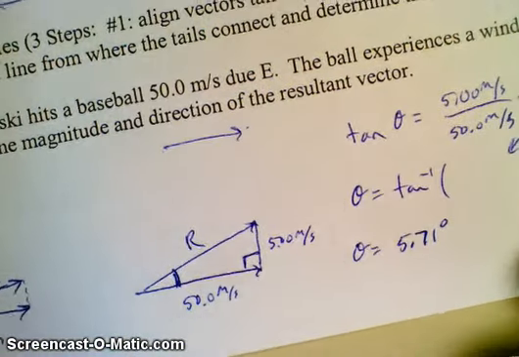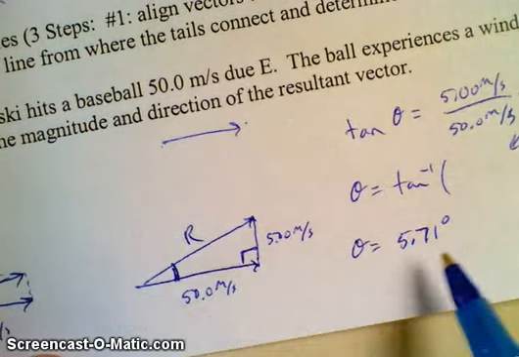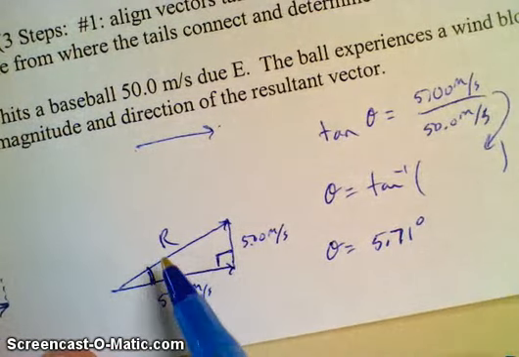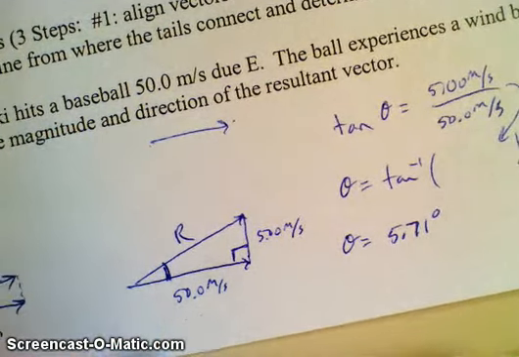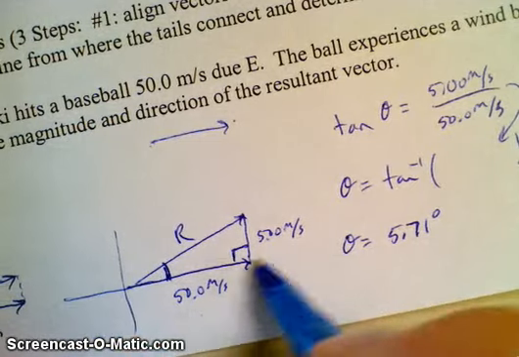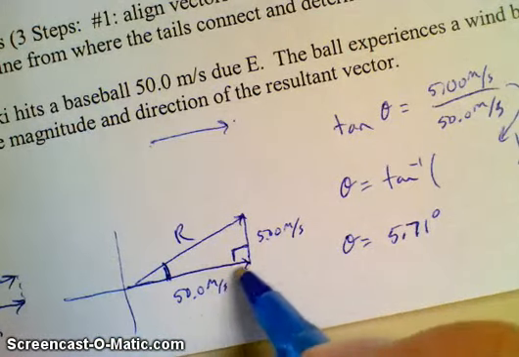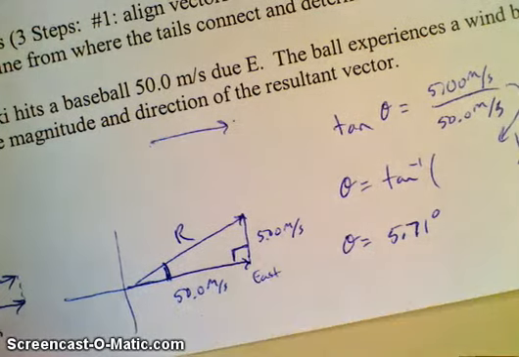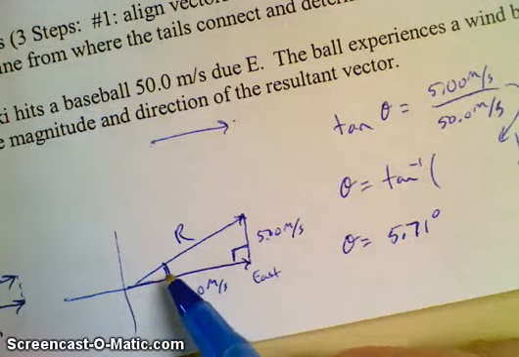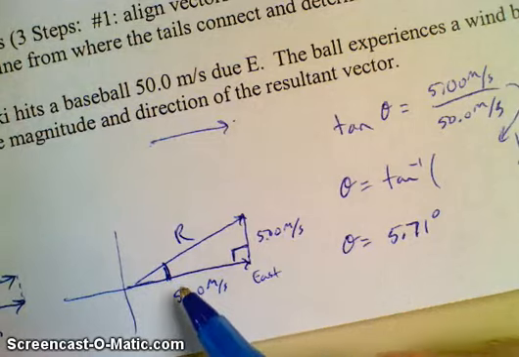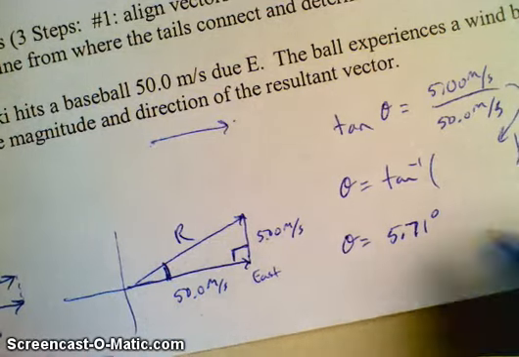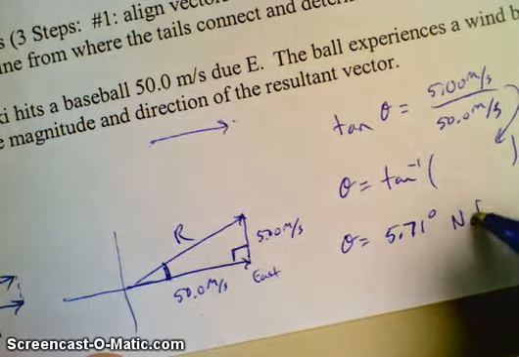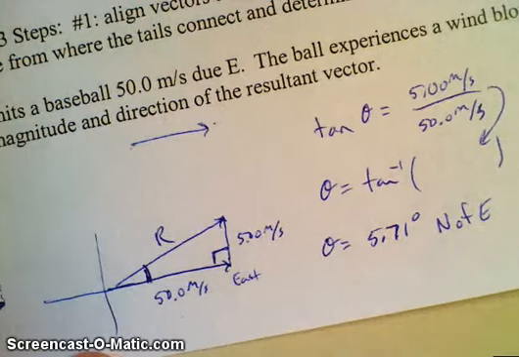Now, okay, that's great, 5.71, but then I have to give a little bit more indication as to where it is. If I look at my axis, my coordinate system here, this axis would be called what axis? This would be the east axis. And our angle is 5.7 degrees what of that east axis? It is north of east. So that's how we label this, north of east.